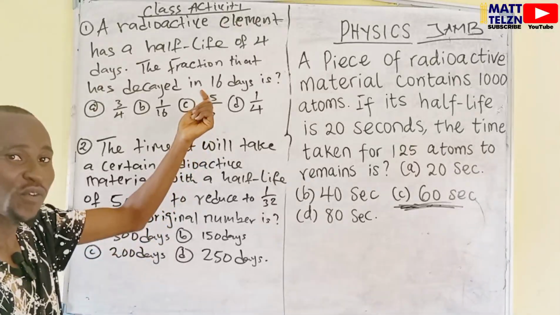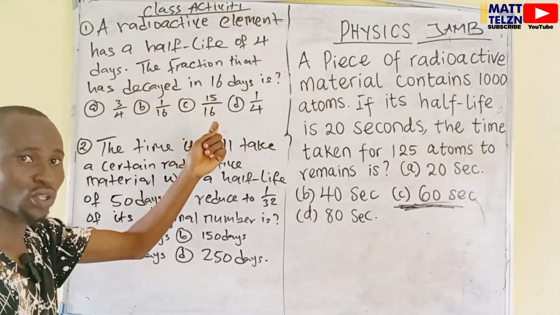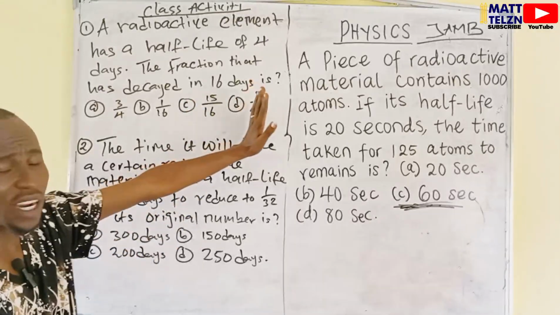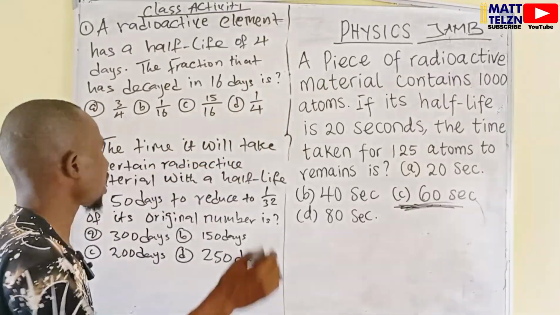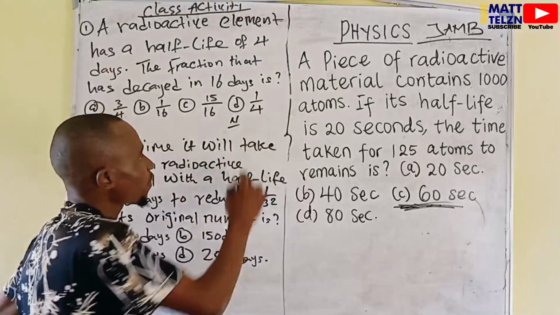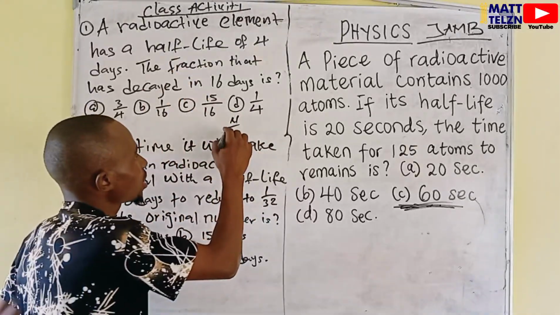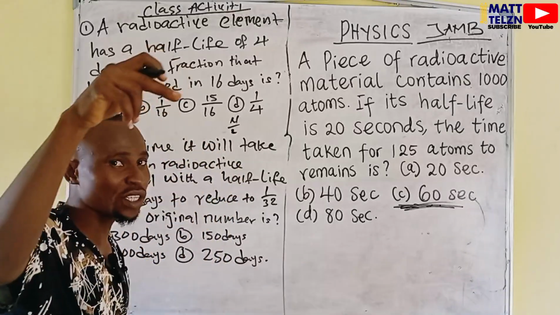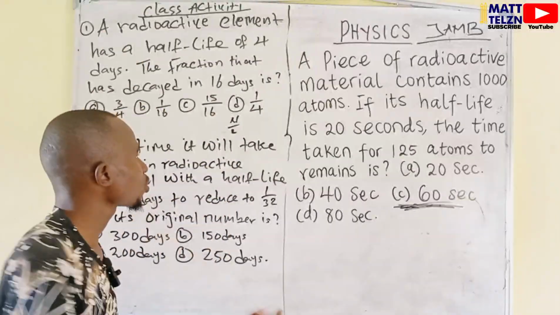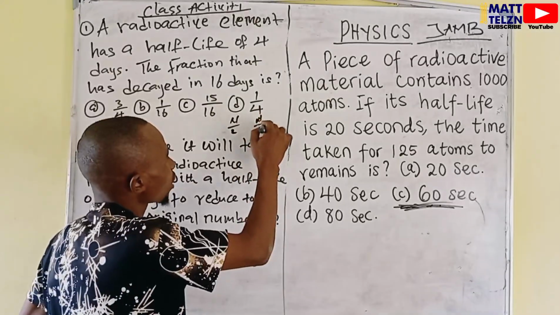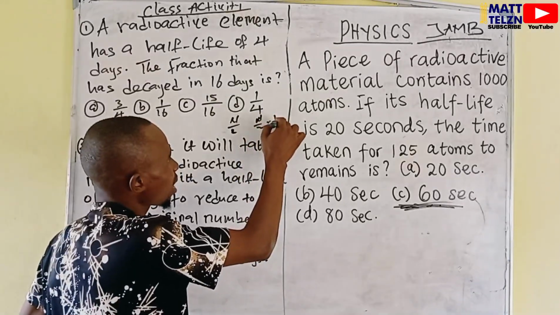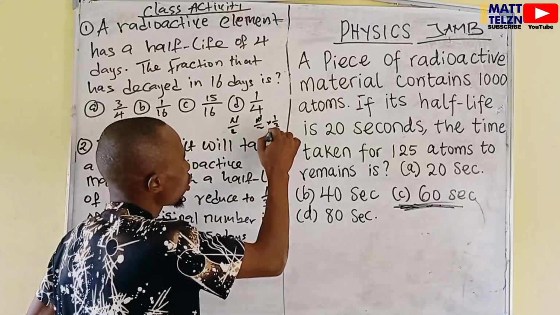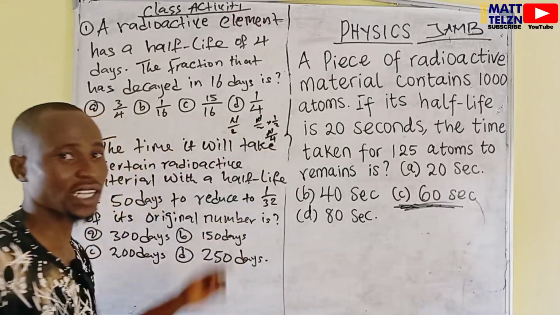After another 4, add to it, making 12, continuously like that. Then what about the number of atoms? We don't know the number of atoms, N. So after 4 days, I have N over 2. After another 4 days, which is 8 now, I'm going to have N over 2 times 1 over 2. That means I'm going to have N over 4, right? That's after 8 days.